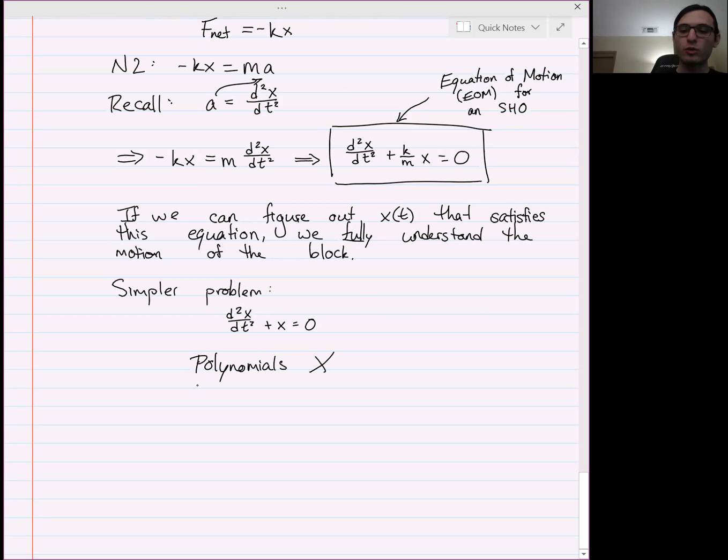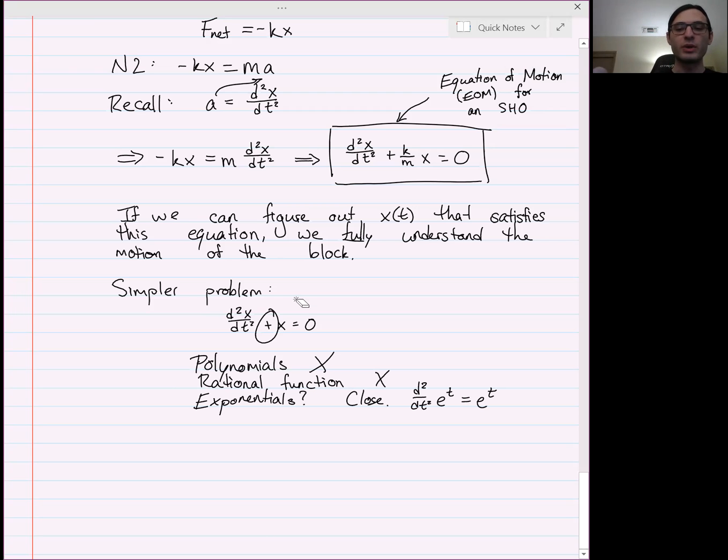They don't work. What about rational functions? This is things like x squared divided by 3x plus 2. Well, rational functions also won't work for the same reason that polynomials won't, basically that the numerator always has a decreasing power. What about exponentials? Somebody suggested exponentials, Noah suggested exponentials, and that's close. Two time derivatives of e to the t, for example, is just equal to e to the t. But that's not quite there because we need them to add together to be 0. So this is not equal to negative e to the t, which means it's not quite there.